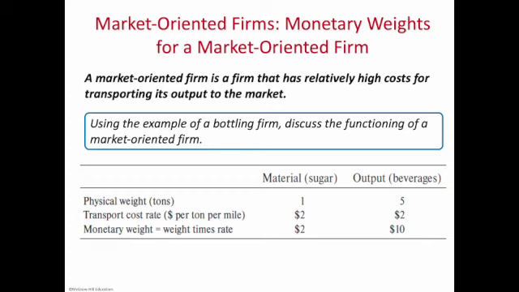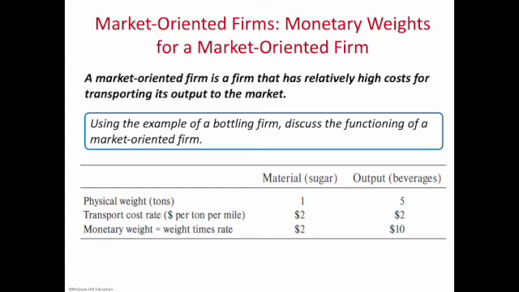Alt text. A table lists monetary weight of the material, sugar, and output, beverages. Data from the table, presented in the format transport feature, material sugar, output beverages, are as follows. Row 1. Physical weight, tons: 1, 5. Row 2. Transport cost rate, in dollars per ton per mile: $2, $2. Row 3. Monetary weight equals weight times rate: $2, $10.